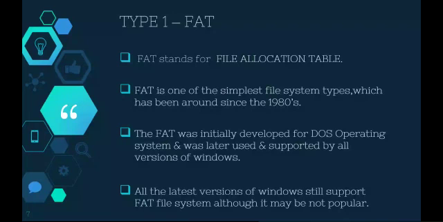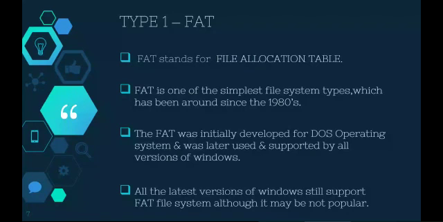FAT is a file system that was created by Microsoft in 1977. The file allocation table is used by the operating system to locate files on a disk. Now, it is one of the simplest file system types which has been around since the 1980s.